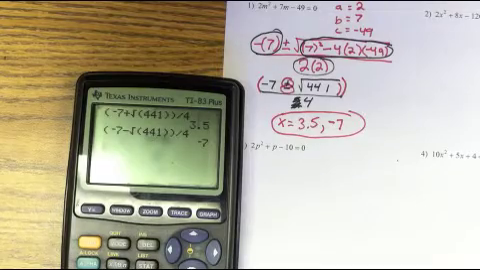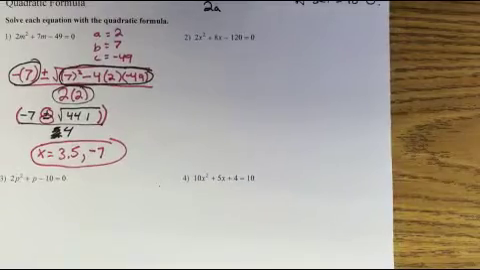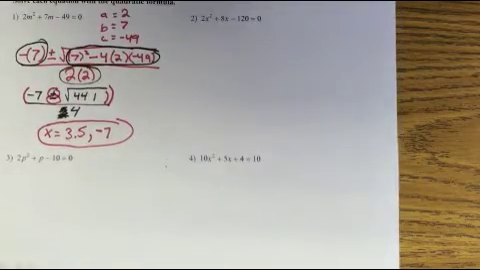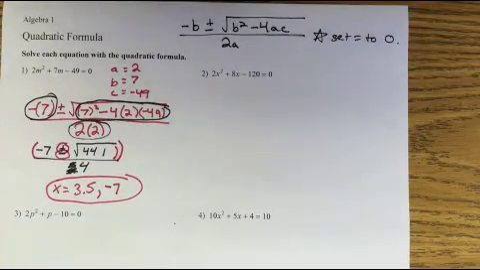All right, let's try another one. Okay, let's look at the next example. Oh, number 2 looks good. We'll try number 2. All right. Is it set equal to 0 first and foremost? Yes.